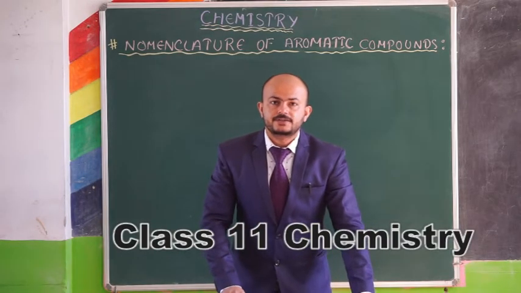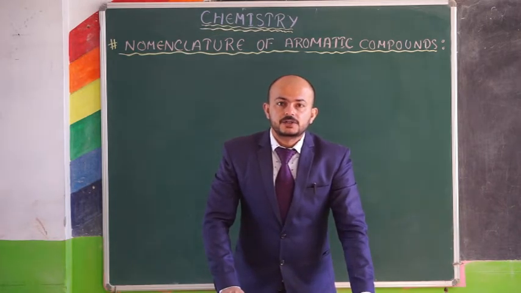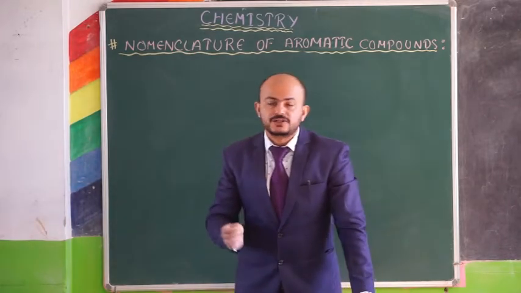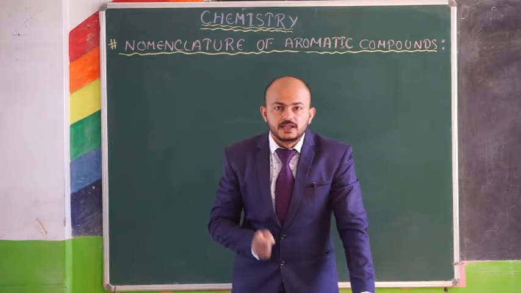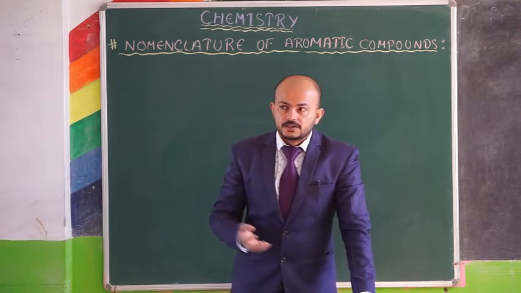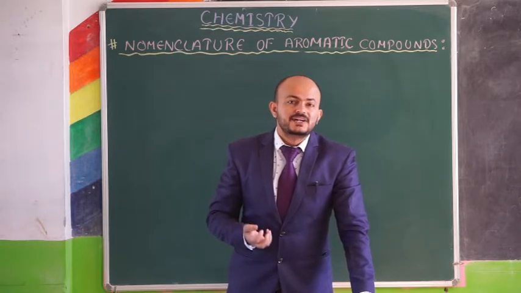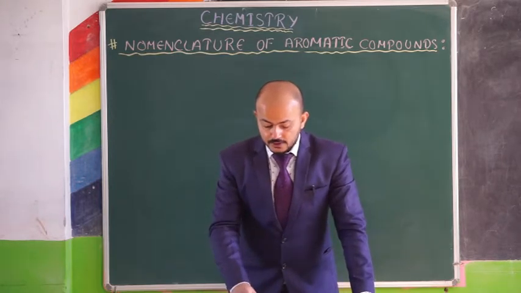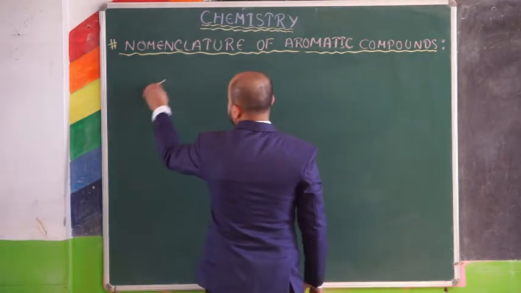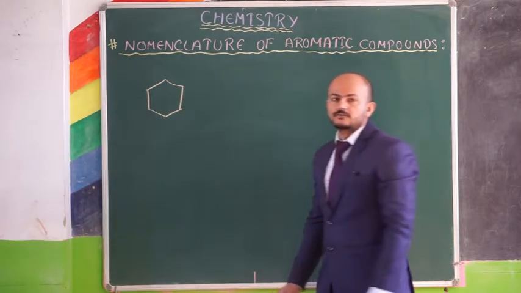Of class 11. Today we will be learning about nomenclature of aromatic compounds. In our previous video we had learned about the IUPAC way of naming organic compounds. Now we will be moving to the nomenclature of aromatic compounds. Whenever we say aromatic, you have to remember that it is related with the benzene ring.